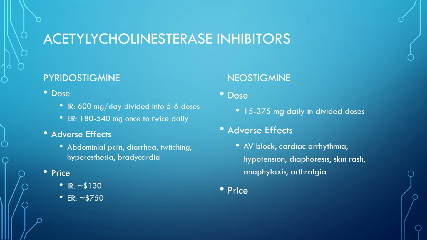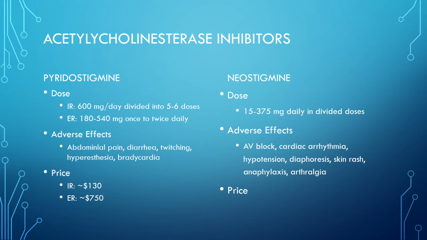It's typically the cheapest. The dose, you're looking at about 600 milligrams divided in 5 to 6 doses if it's the immediate release. If it's the extended release, you're looking at once to twice daily dosing, and you titrate to effect. So you don't just start at the highest dose, you go up and up as they need it.